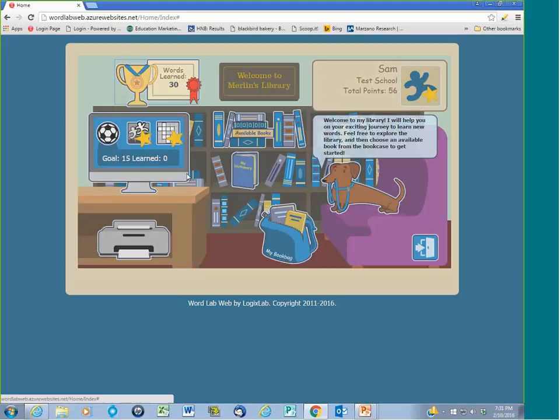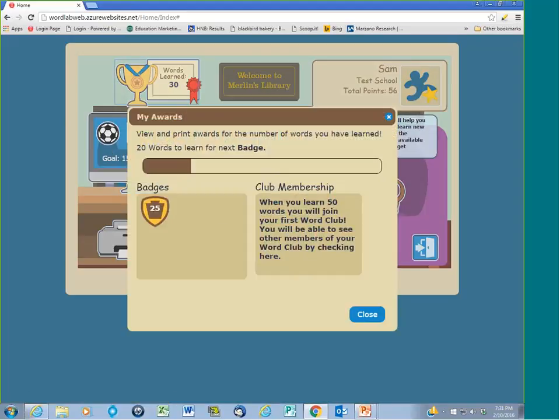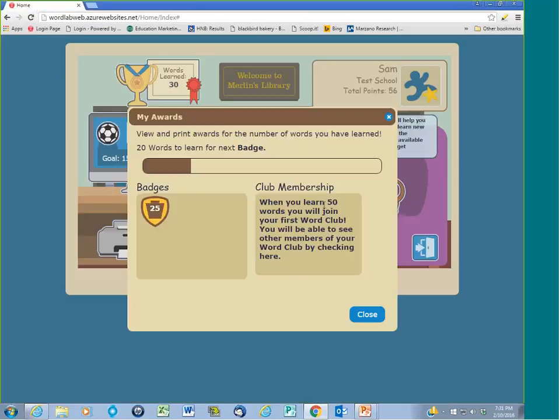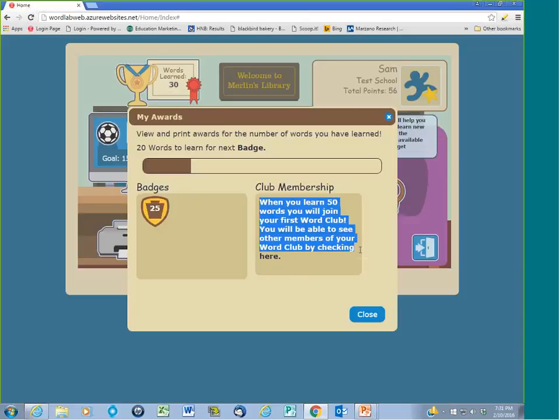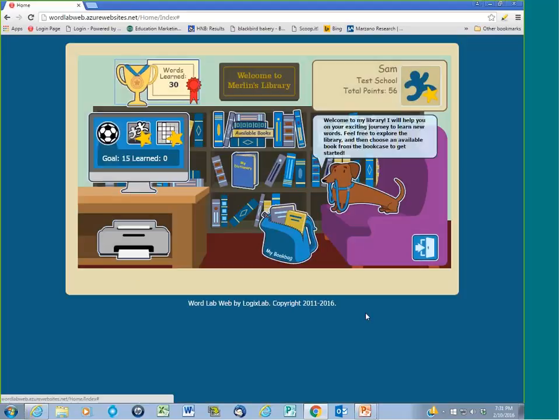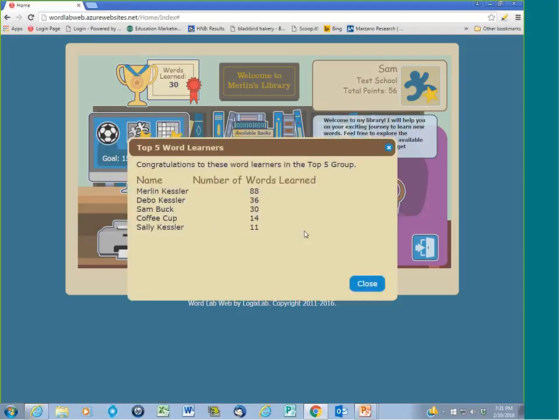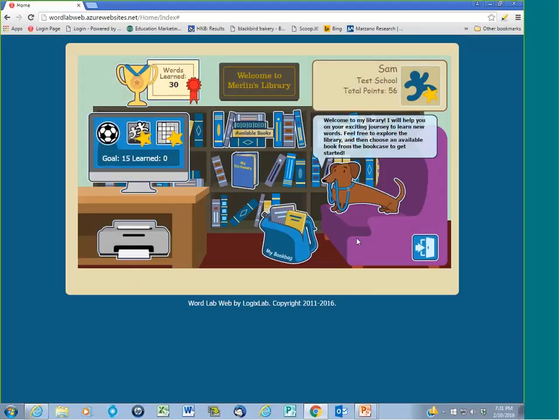Let's see, up here, it shows Sam learned 30 words. It gets a badge for every 25 words, which you can print out. And when you learn 50 words, you join a club, and everybody who's learned 50 words will be in this club, and then there's a 100-word club and a 150-word club, and on up. Up here, there's a star because Sam is part of the top 5 group as well.